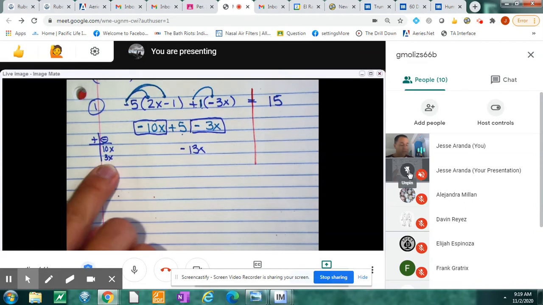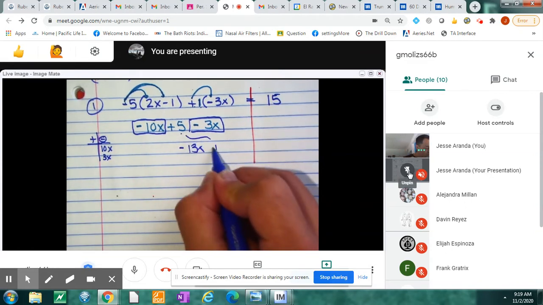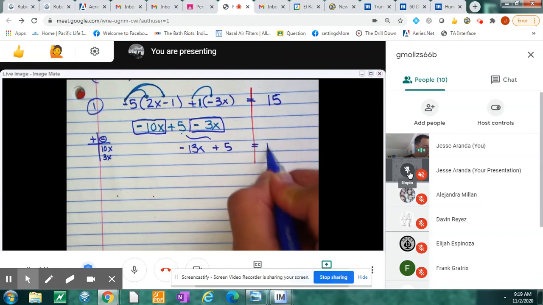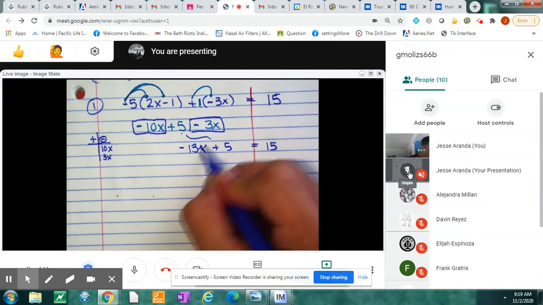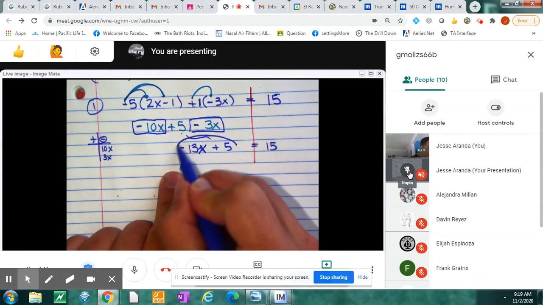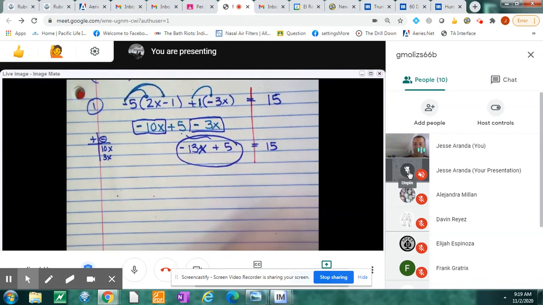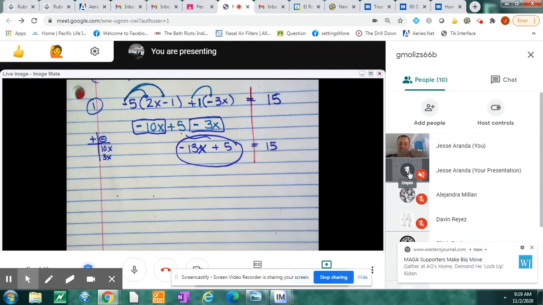So negative 13x, right? And then we're going to put plus 5. We're just going to drop that down. And that's what we did last week, right? So now we're going to keep going. We're solving for x. But where is x? x is on this side, right? I can't get rid of the negative 13 just yet, because it's together. When they're together, you're going to divide, but you can't divide just yet.